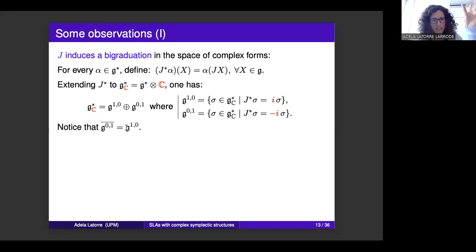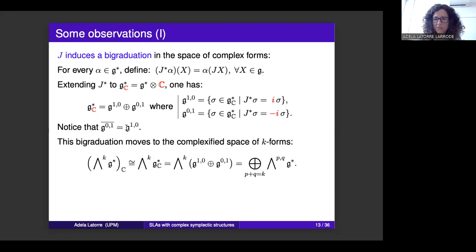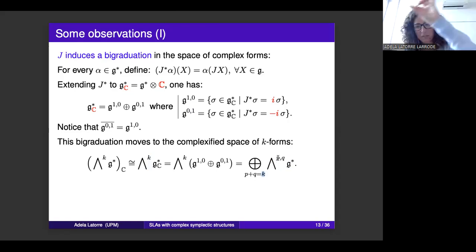But okay, we have this big graduation for one-forms, but it extends to any k-form. So if you have a complex k-form, it can be split into smaller pieces (p,q) as long as p plus q equals the degree of the initial form. See, for k equals 1, we have the (1,0) and (0,1) we had here. But if you think about complex two-forms, then the splitting gives you (2,0) forms, (1,1) forms, and (0,2) forms, and so on with the rest of the grades.